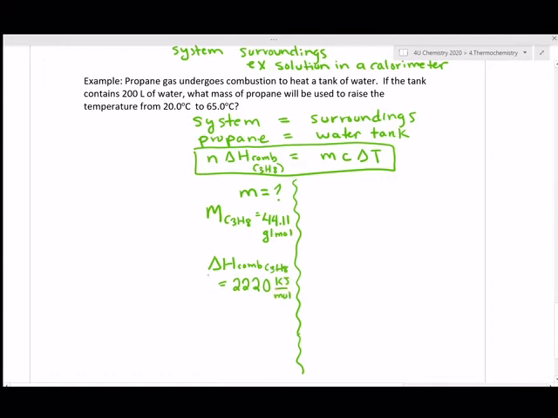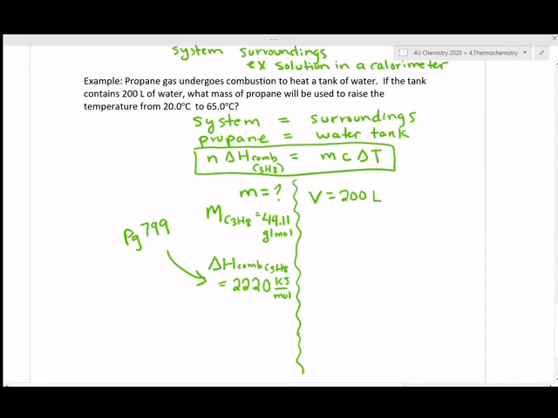kilojoules per mole. And if you look, that is on page 799 of your textbook. So that is everything I know and can figure out about propane for now. So now let's go over here to water. 200 liters. So they've given me a volume of 200 liters.